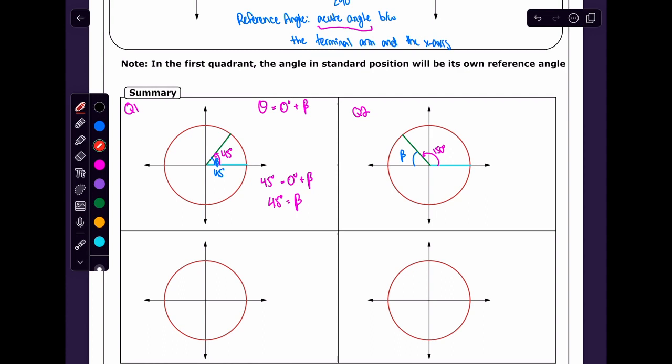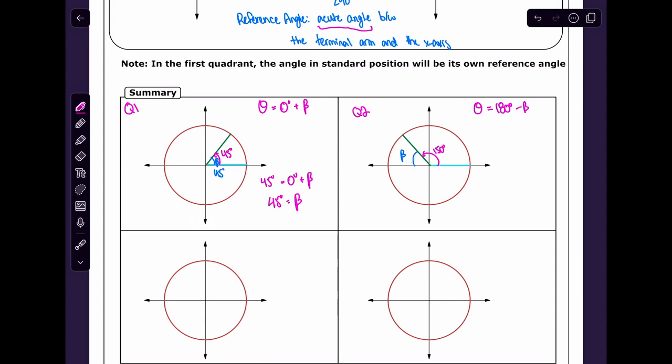Recall the interior angle of a circle is 360 degrees, and we also see that here we have 4 right angles of 90, which makes 360 degrees. So our x-axis right now is splitting that into 2. So we know that this angle here is equal to 180 degrees. Which means if I take my theta, it should be equal to 180 degrees minus our reference angle here.